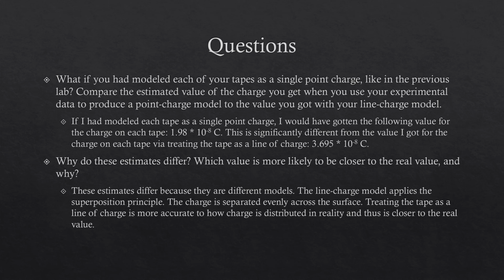The line charge model applies the superposition principle by adding up small pieces of charge along the line of charge. The charge is separated evenly across the surface. Treating the tape as a line of charge is more accurate to how charge is distributed in reality and thus is closer to the real value than treating each tape as a point charge.